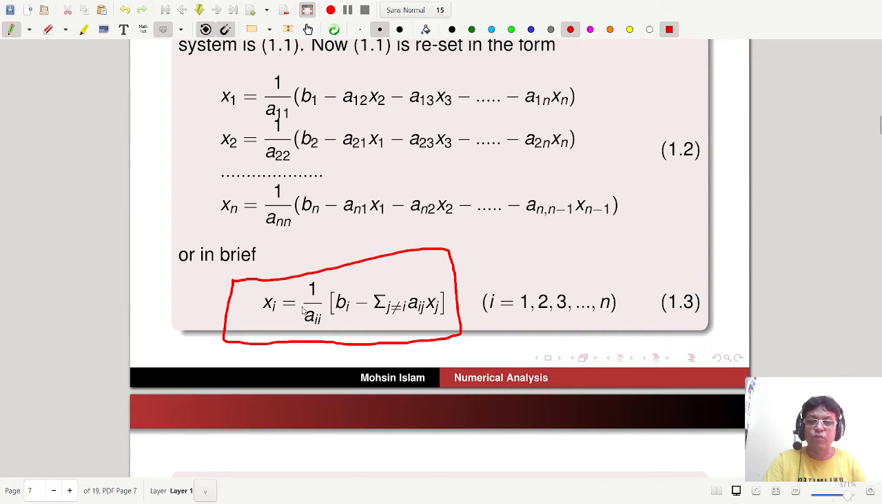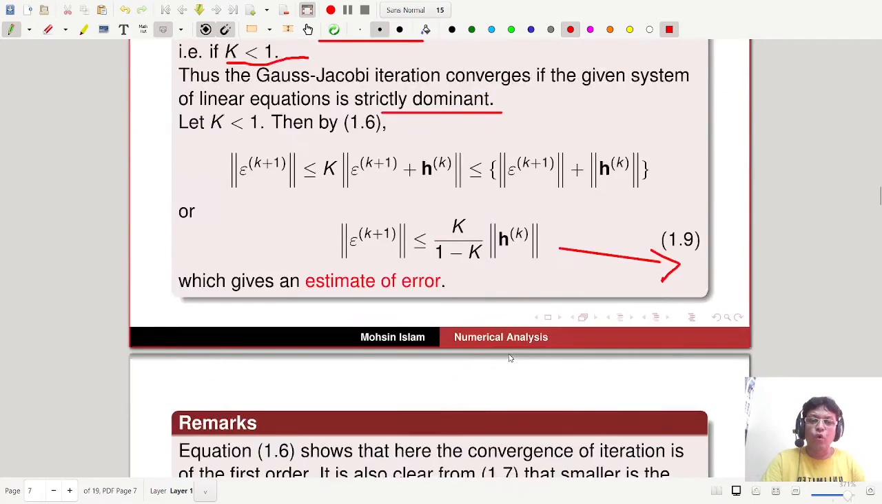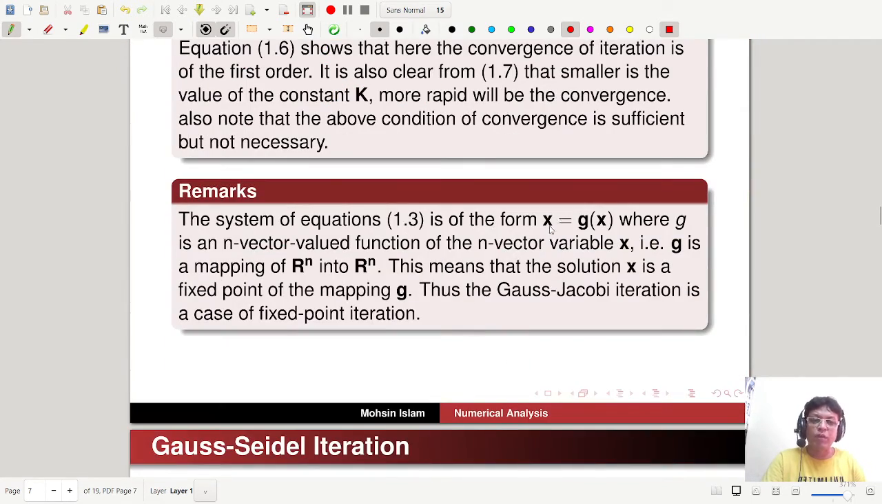Yeah, this one. Xi is a function of xj. You look at that, your right hand side is a function of xj, and this is xi. Xi is a function of xj. So from 1.3 it is of the form x = g(x), x vector, where g is an n-vector valued function of n-vector variable x, and g is a mapping from n-dimensional real vector space to n-dimensional real vector space, Rn to Rn. This means that the solution x is a fixed point of the mapping g.